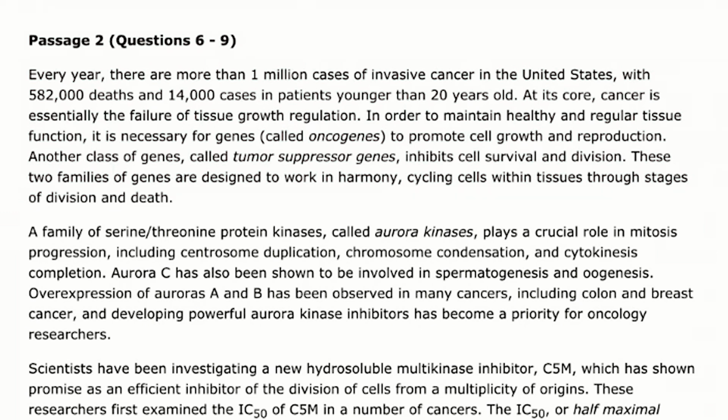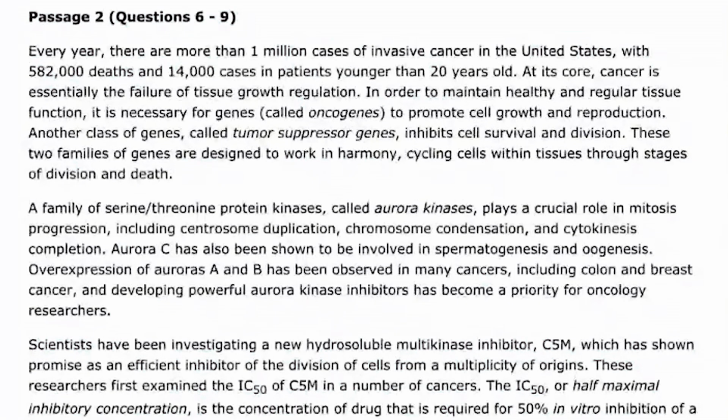Every year, there are more than 1 million cases of invasive cancer in the United States, with 582,000 deaths and 14,000 cases in patients younger than 20 years old. At its core, cancer is essentially the failure of tissue growth regulation. In order to maintain healthy and regular tissue function, it is necessary for genes, called oncogenes, to promote cell growth and reproduction. Another class of genes, called tumor suppressor genes, inhibits cell survival and division. These two families of genes are designed to work in harmony, cycling cells within tissues through stages of division and death.